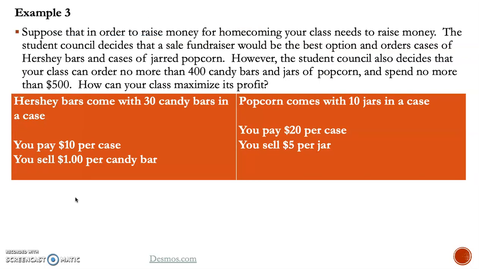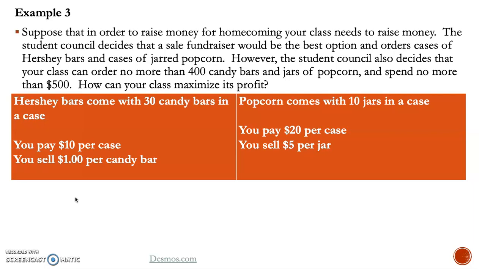Suppose that in order to raise money for homecoming, your class needs to sell some items. The council decides that a sale fundraiser would be the best option and orders cases of Hershey bars and cases of jarred popcorn. However, the student council also decides that your class can order no more than 400 candy bars and jars of popcorn and spend no more than $500. How can your class maximize its profits?